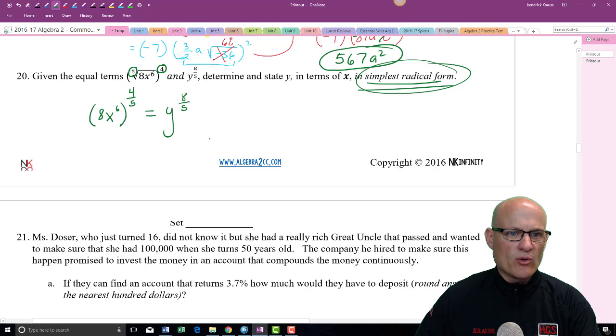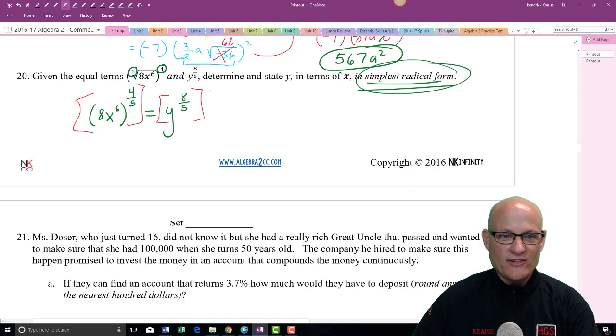All right. So what I'm going to do first, I think, is just get rid of this. And I'm going to raise it to the reciprocal, 5/8. Well, here the 5's cancel, and the 8's cancel. I end up with y equals. Now here the 5's cancel, and 4 divided by 8 is 1/2. So this becomes 8x to the 6th to the 1/2 power. Okay. But 1/2 power, doesn't that mean square root? That's why it's saying radical. So y equals the square root of 8x to the 6th.